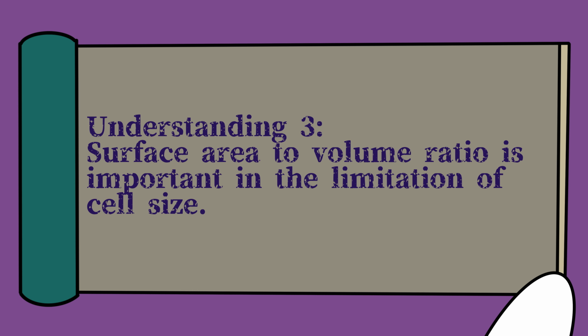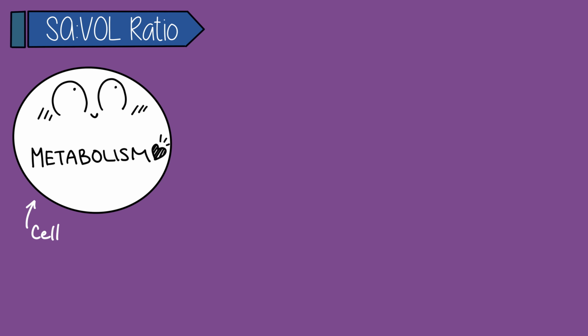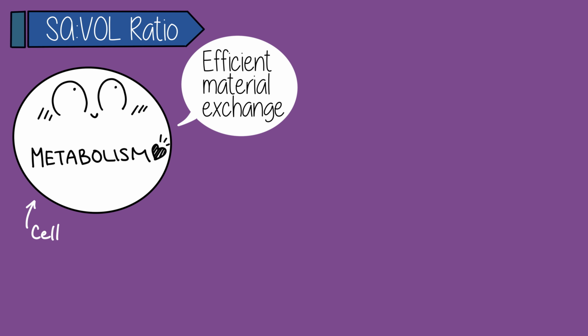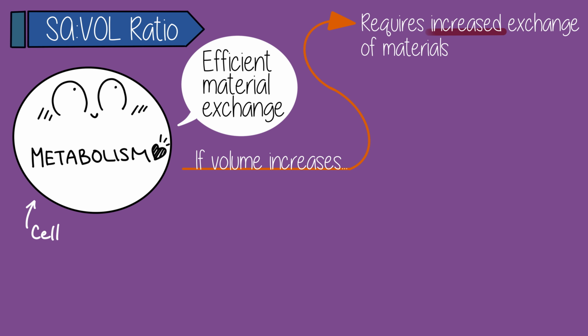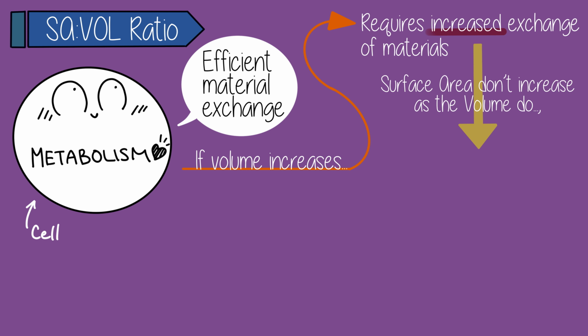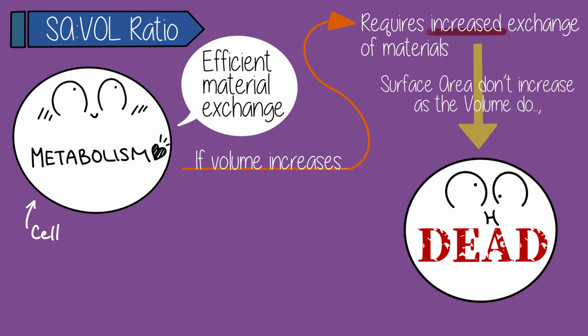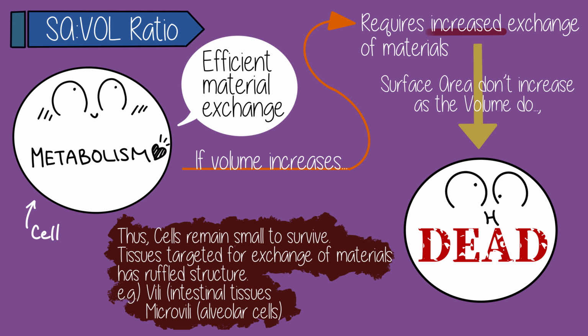Understanding 3. Surface area to volume ratio is important in the limitation of cell size. Cells produce chemical energy via metabolism and require efficient exchange of materials, which means if the volume of the cell increases and requires increased exchange of materials, since the surface area does not increase as much as the volume, the cell will fail by metabolic rate exceeding the rates of exchange. Thus, growing cells often divide and remain small to survive.